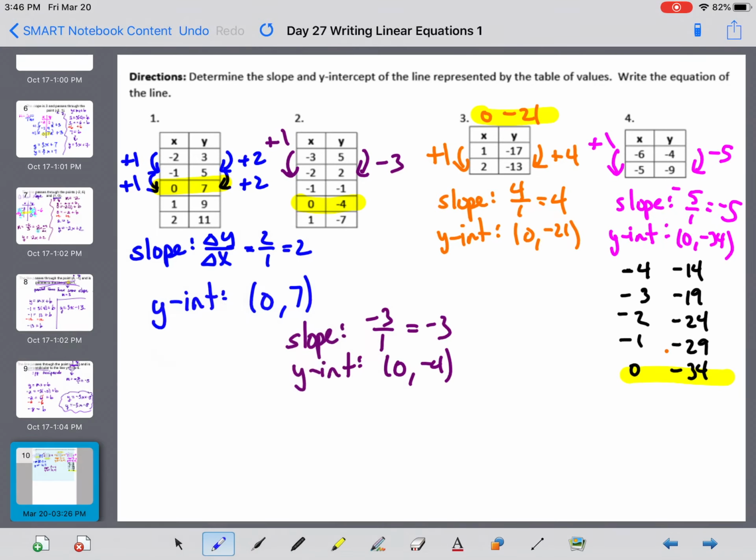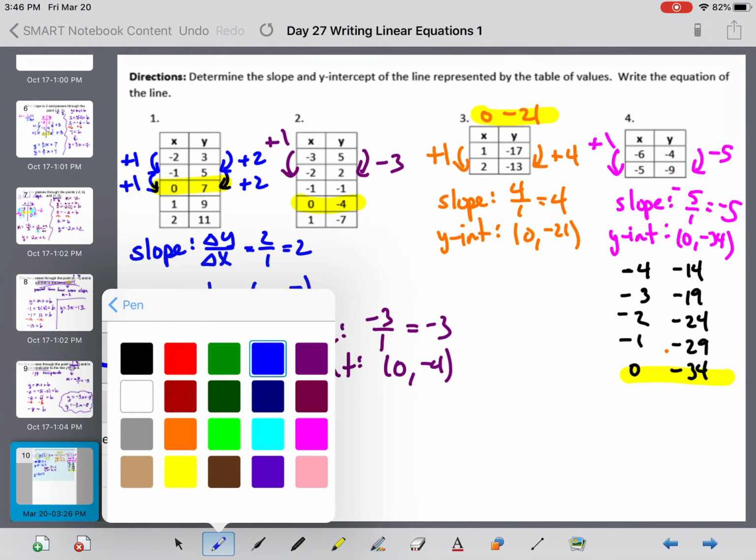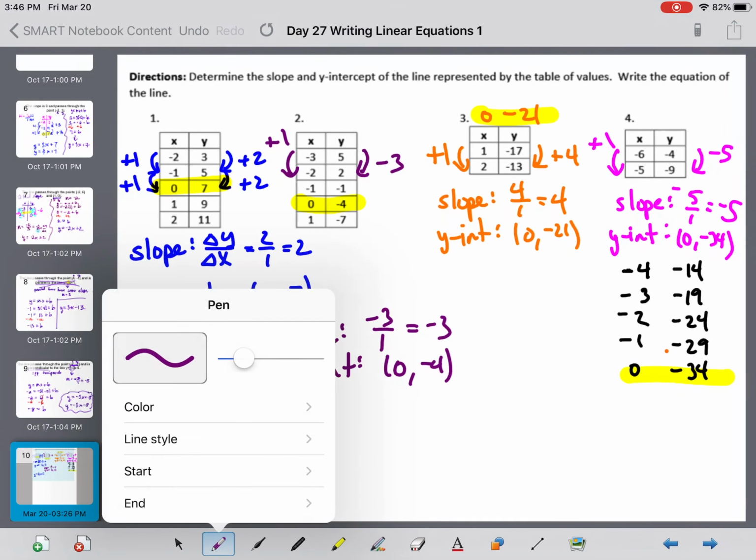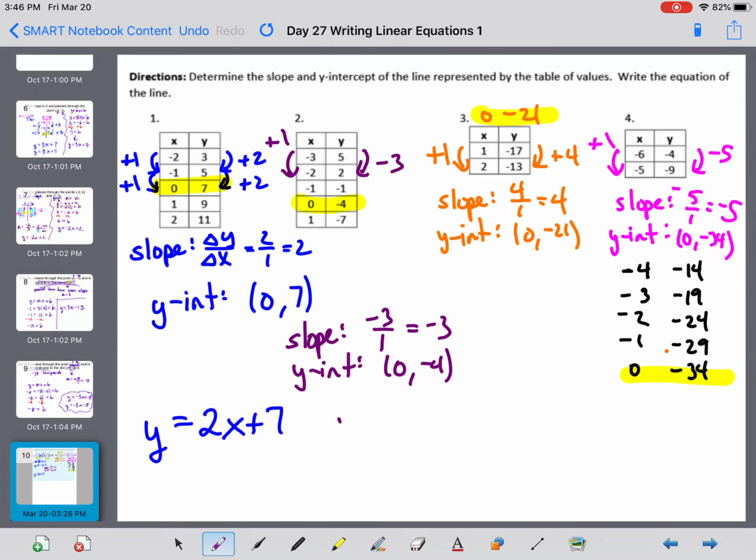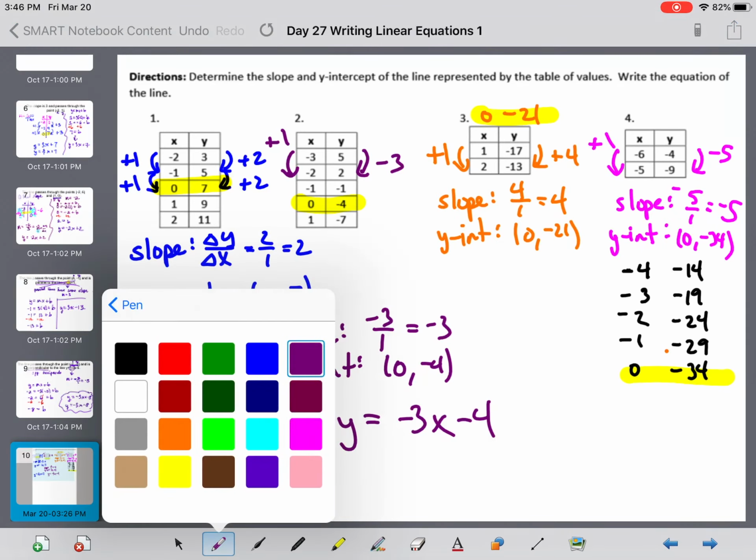So let's start with this blue one with number 1. If I know my slope is 2 and my y-intercept is 7, guess what? Y equals 2x plus 7. Let's go to the purple one. And if my slope is -3, I'm going to get y equals -3x. And if my y-intercept is -4, then my equation will be y equals -3x minus 4.